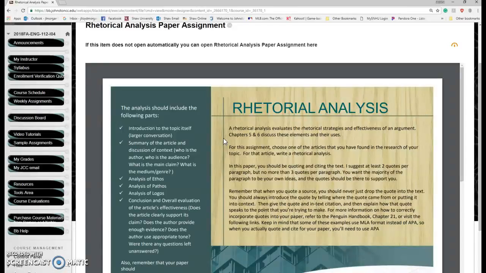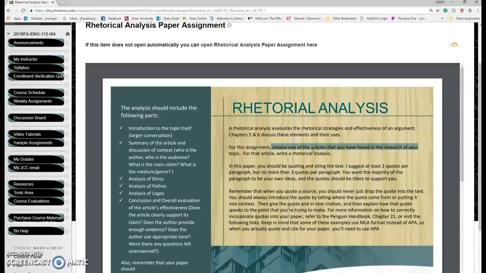In your annotated bibliography, not this one we're talking about here, but in your annotated bibliography, you chose 10 different sources, and you wrote a paragraph about each one. For your rhetorical analysis, listen carefully, you are going to pick one of your articles. Choose one of the articles that you have found in the research for your topic. So not all 10, you're just going to choose one article, okay?